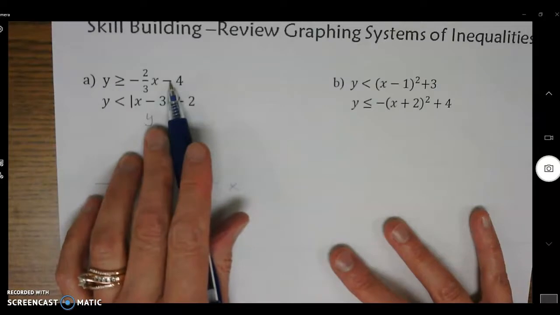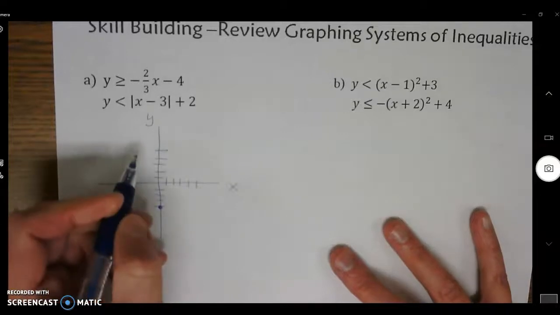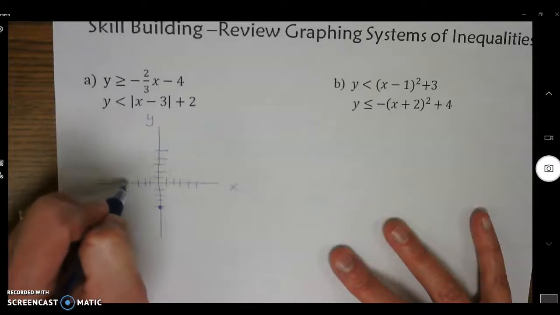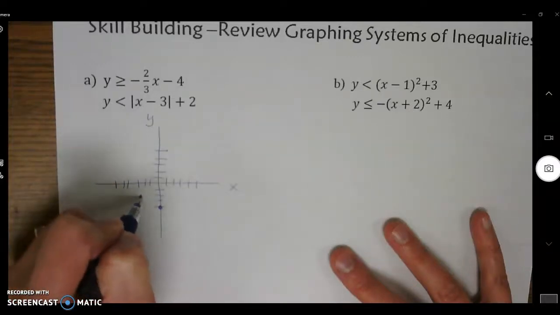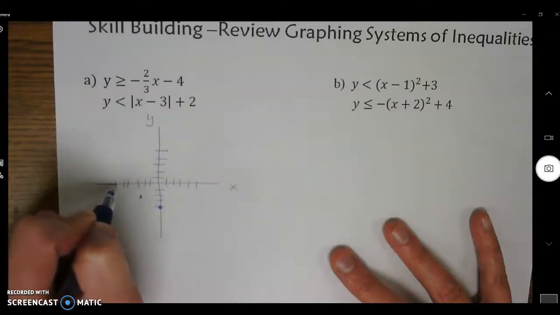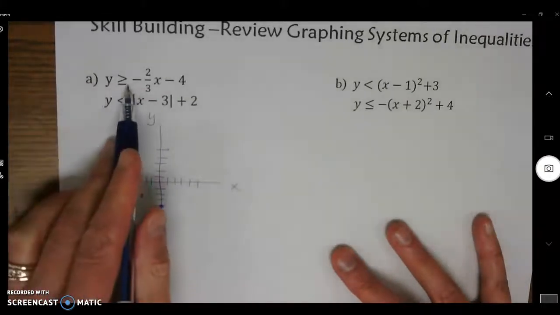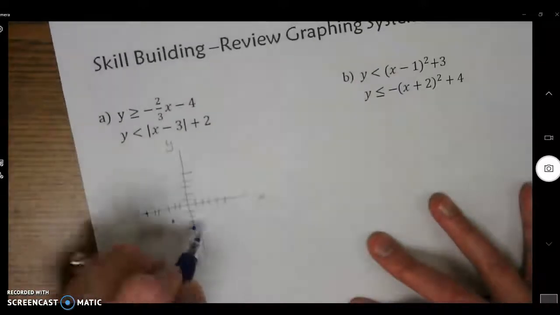So b is my y-intercept, so I'm starting at -4 on the y-axis. My slope is rise 2, left 3. So rise 2, left 3. This is going to be a solid line because we have the equal sign, so that means I want to include everything.